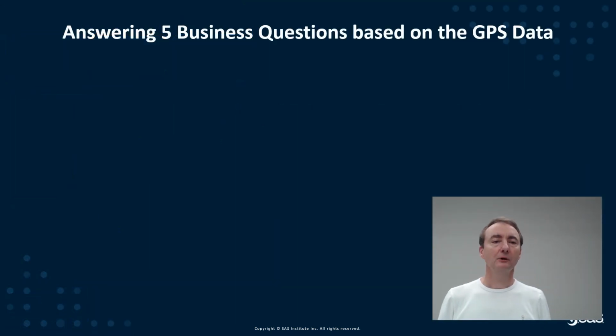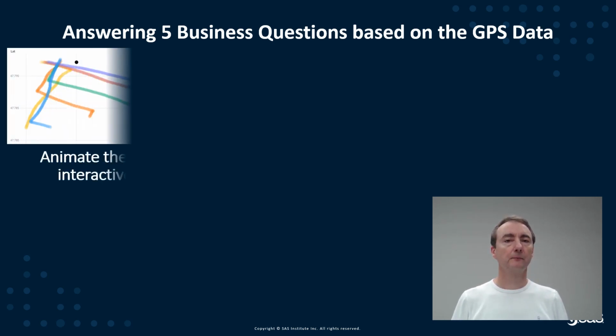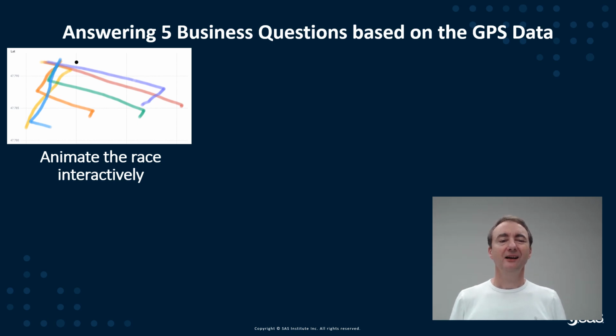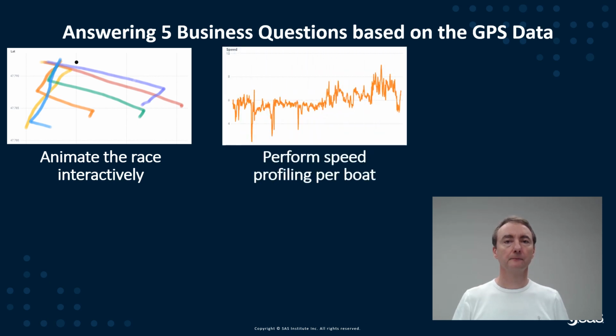In this webinar, I would like to show you how you can answer 5 business questions based on GPS data. We will show how we can animate the race interactively and find out how we can observe different phases in the race, the distance of boats during different phases in the race, and how we can interact graphically with the data. We will also take a look at how we can perform speed profiling per boat on different phases during the race, when do certain tacks, certain events happen during the race, how we can see this in the data.